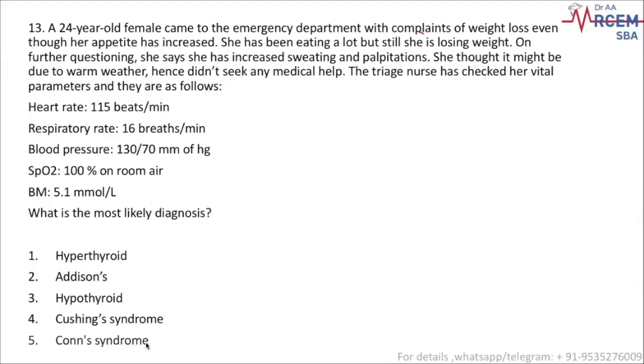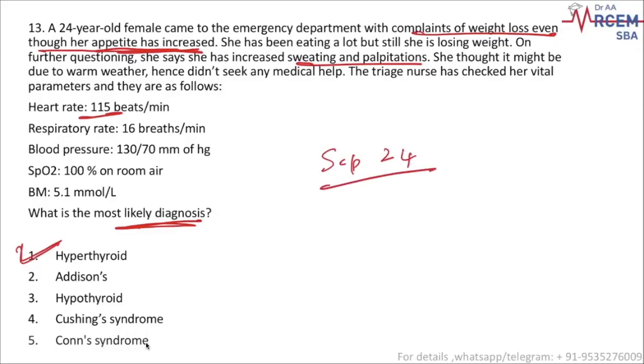Coming back to this question, we have a 24-year-old female who came to the emergency department with complaints of weight loss, even though her appetite has increased. She has been eating a lot, but she is losing weight. On further questioning, she says she has increased sweating and palpitations. She thought it might be due to the warm weather, hence didn't seek any medical help. On triage, the nurse checked the vital parameters. There is some amount of tachycardia present. The rest of the parameters are fine. What is the most likely diagnosis? Weight loss in spite of increased appetite is suggestive of hyperthyroidism. A similar question had appeared on the last day also, September 24.